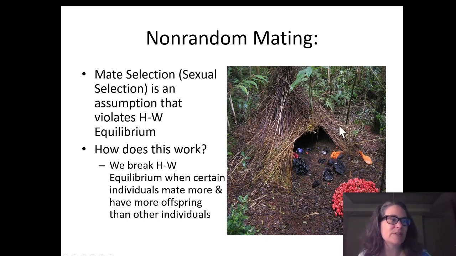This happens in birds like this bowerbird that has set up this beautiful nest. The males set up these elaborate nests, and then the females come through and choose. And it means that certain males might be mating more than others, right? Based on the nest that they are presenting.